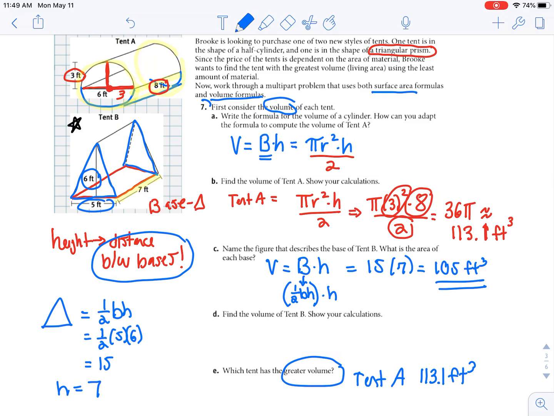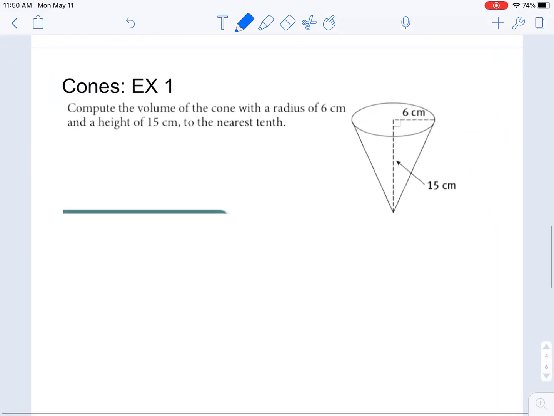Now in your homework, you're going to come back and revisit this problem, and you're going to be looking a little bit at the surface area of these so that you can really make a good decision in terms of, now that we know which volume is better, which surface area is bigger, because the higher the surface area, the more you're going to have to pay for the material to make the tent itself.